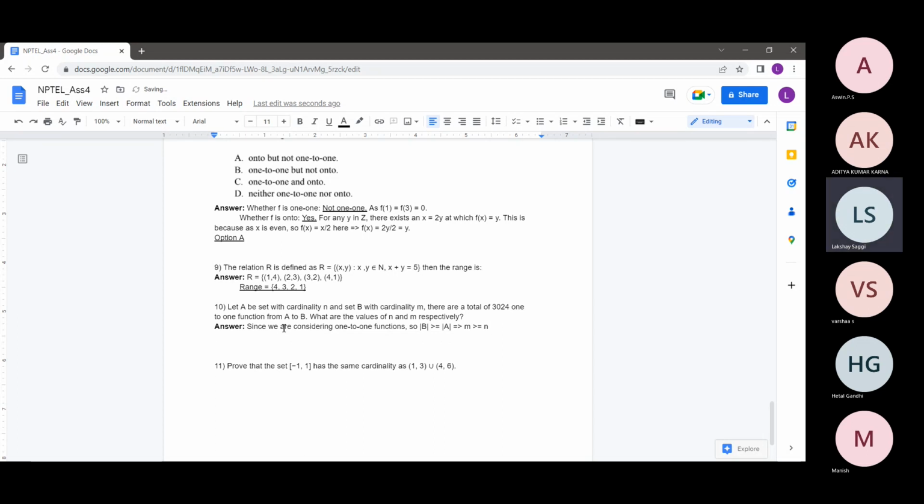And also from lectures, or we can just straightforwardly see, how can we count the number of one-to-one functions? Since A has cardinality n, we need to find n unique elements from the set B, and we can find n unique elements from the set B in m choose n ways.